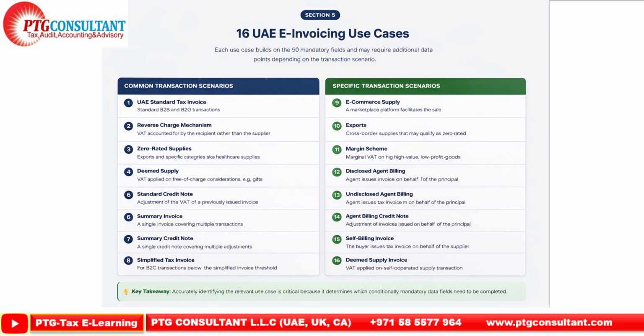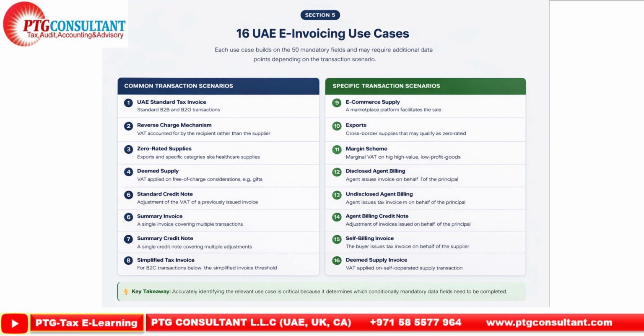Use Case 10. Exports. Use Case 11. Margin scheme for used goods. Use Case 12. Disclosed agent billing. Use Case 13. Agent billing credit note. Use Case 14. Commercial invoice for export shipments. Use Case 15. Self-billing invoice where the recipient issues the invoice. And Use Case 16. Deemed supply invoice.